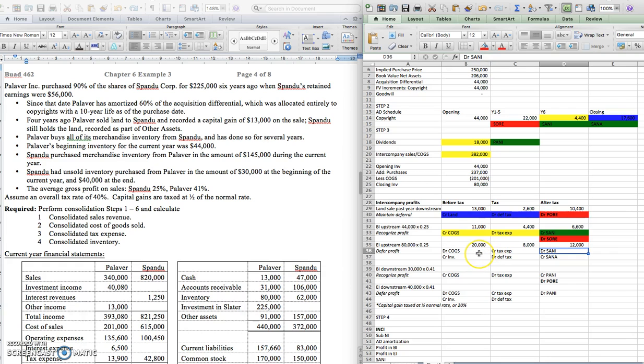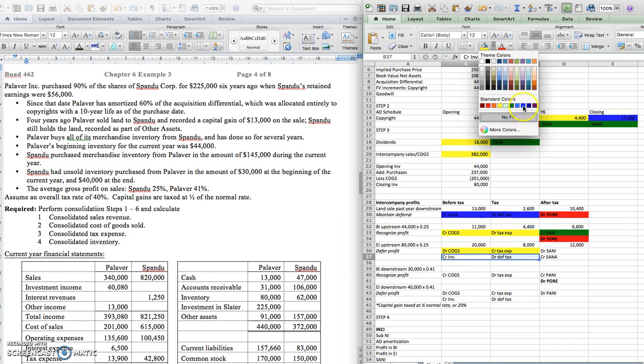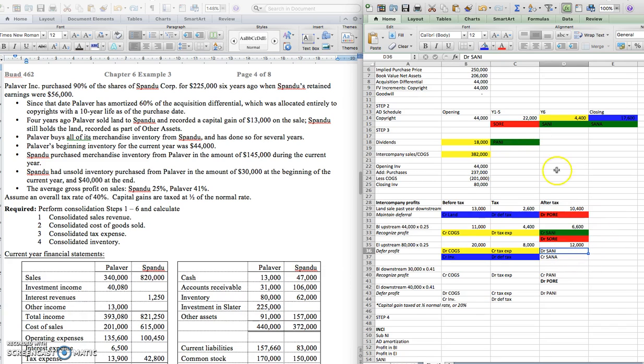Of course, we get to do some more color coding. COGS and tax expense are income statement items, so let's grab those and color them yellow. Our inventory and deferred tax are balance sheet, so let's color those blue. SANI is going to be green, along with SANA is also going to be green.